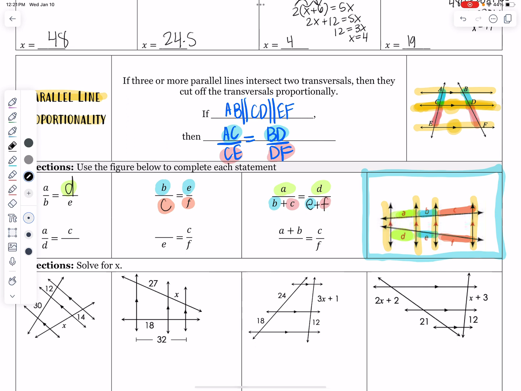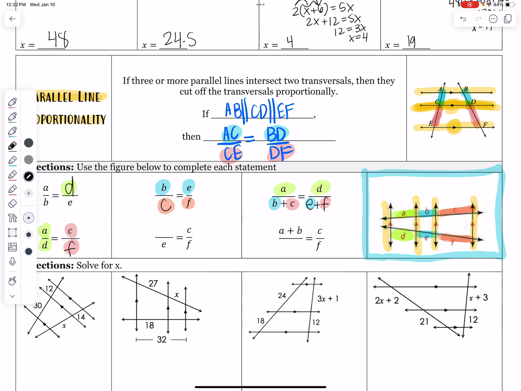So as long as you are consistent, you can set up these proportions. Okay. A over D, green over green. I like color coding. This just really helps me. Green over green is going to be equal to C, which is an orange, over what? The other orange piece on that line would be an F.